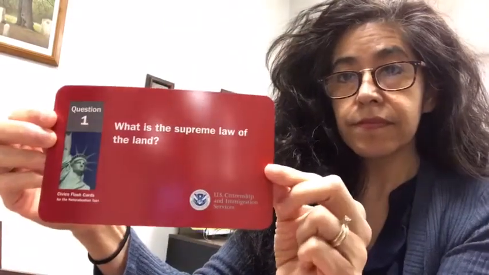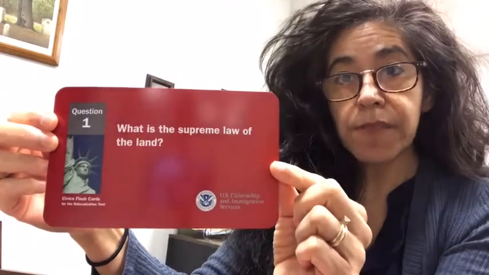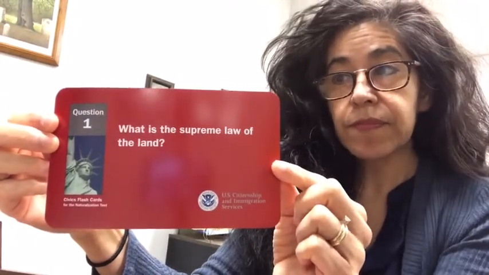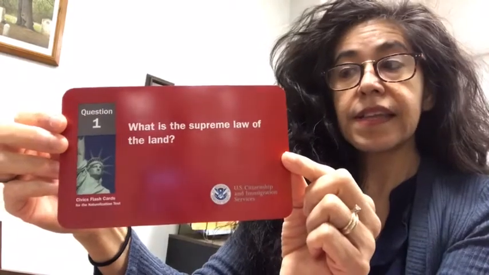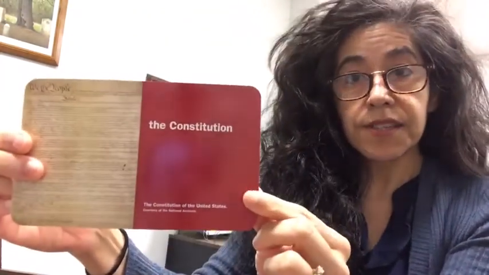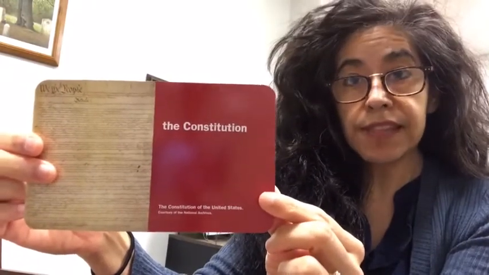Now I'm going to put my glasses on so I can actually read the question. Okay, so question 1. What is the supreme law of the land? And the answer is the Constitution. Okay. So the Constitution is the supreme law of the land.